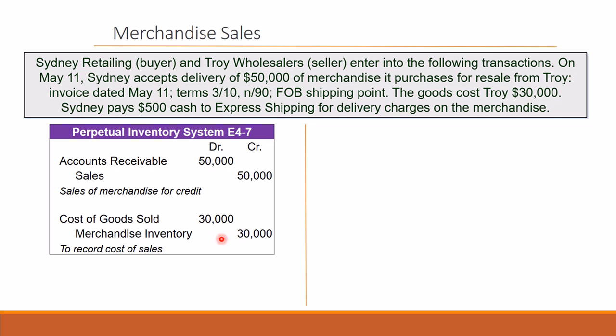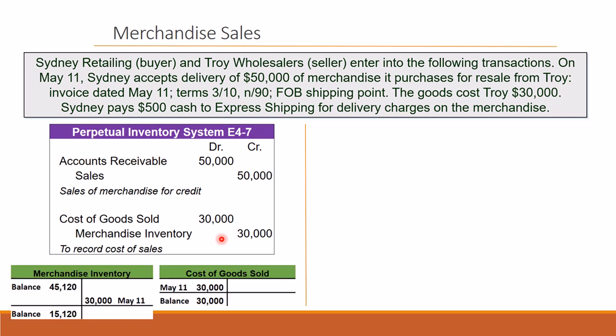I also want to show you what the merchandise inventory and cost of goods sold accounts look like after we post these entries. I will note that I don't show you the T accounts for accounts receivable and sales. I instead just focus on merchandise inventory and cost of goods sold and the effect of that second entry. Assuming our merchandise inventory account balance of $45,120 carries over from part 1 in my earlier video, you will see that the merchandise inventory balance of $15,120, that's a resulting balance, has been updated for the amount of inventory remaining on hand.